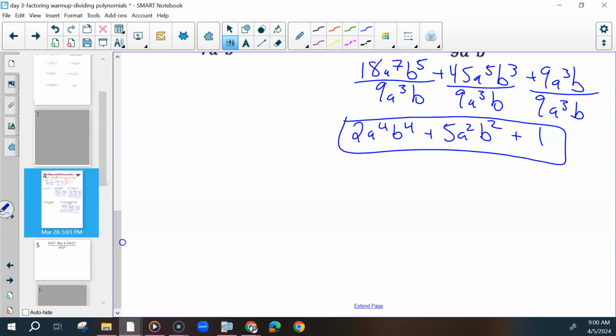Any questions on how we divide polynomials by monomials? Yes. I have a question about this test. We're going to have a test on this. Correct. Are we going to have to know how to do GCF and separating? You'll have to choose. You can choose. You won't have to do both.